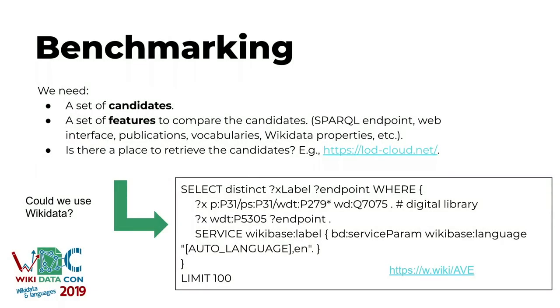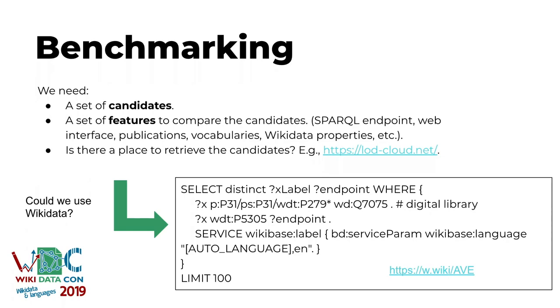What do we need in order to assess the quality? Well, obviously, a set of candidates and a set of features. For example, do they have a SPARQL endpoint? Do they have a web interface? How many publications do they have? How many vocabularies do they use? How many Wikidata properties do they have? And where can I get those candidates?